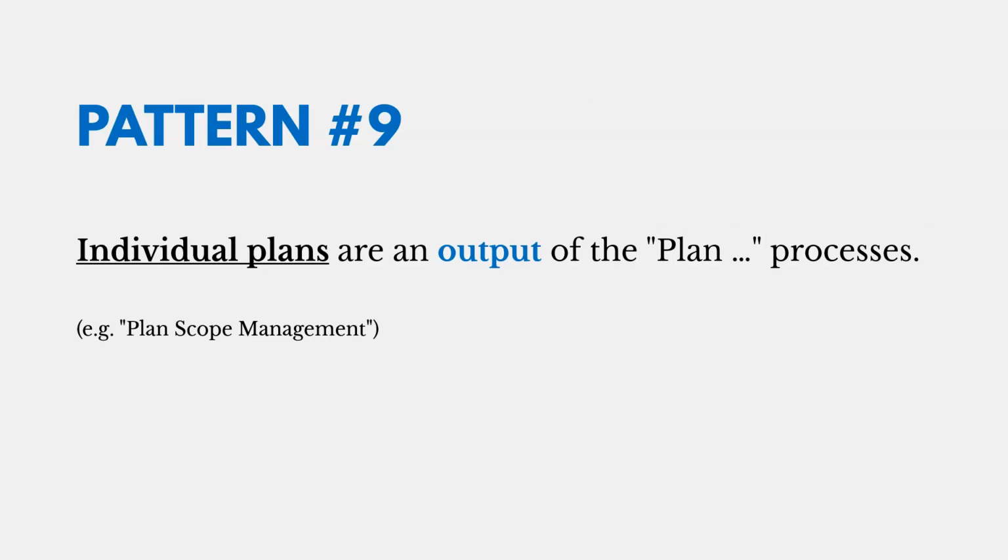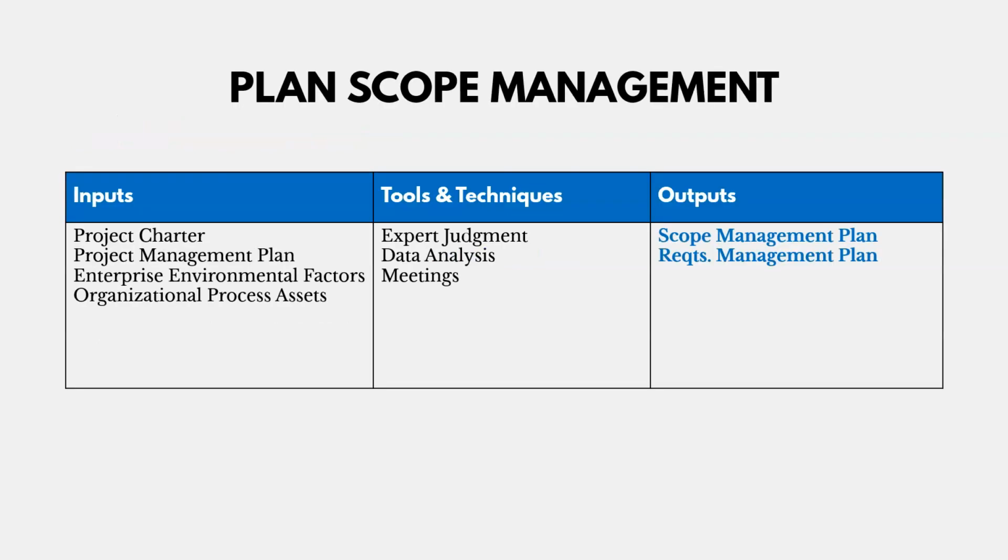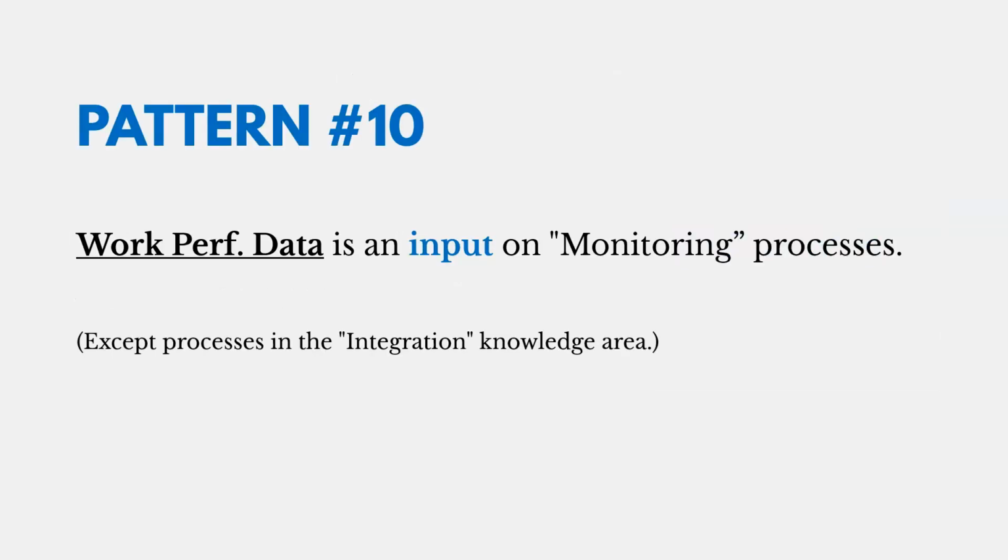Okay, here's the ninth pattern. Individual plans are an output of what I call plan blank processes, like plan scope management, plan quality management, and so on. So here's an example of that with the plan scope management process. It's plan blank management, and so the scope management plan and the requirements management plan are going to be outputs.